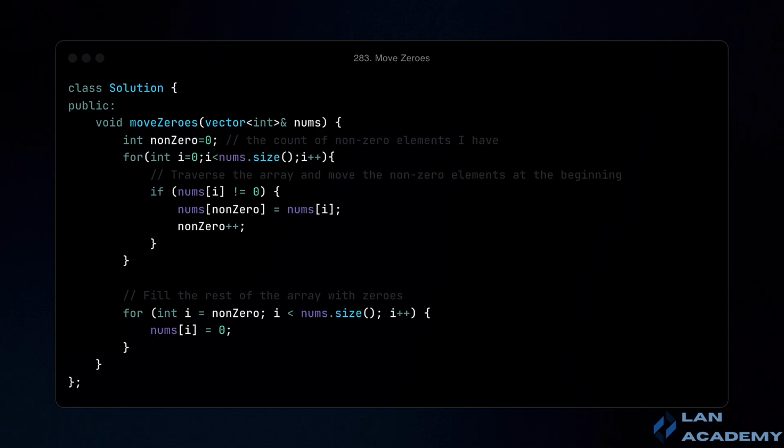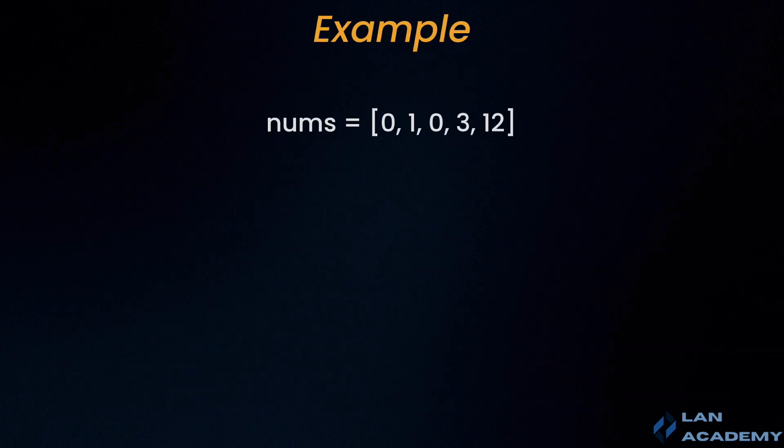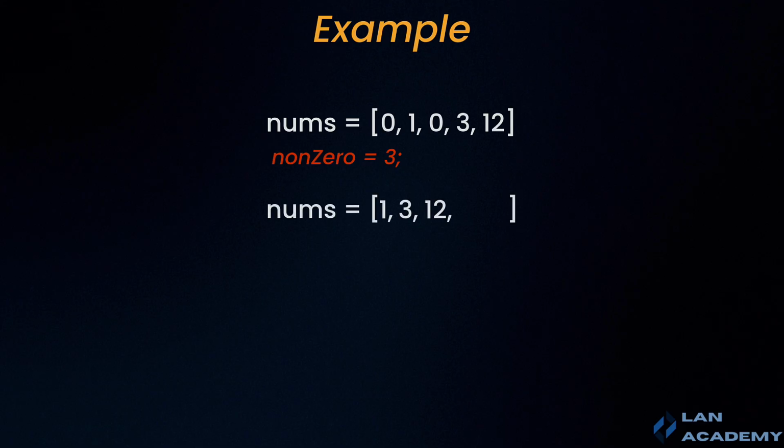To accomplish this, I initiate a secondary loop starting from the index nonZero. Within this loop, I iterate through the remaining indices of nums and explicitly assign each element the value of 0. This step guarantees that all zeros are pushed to the end of the array after the non-zero elements. Continuing from my example, starting at nonZero equals 3, I set nums[3] and nums[4] to 0. The final array becomes [1, 3, 12, 0, 0].